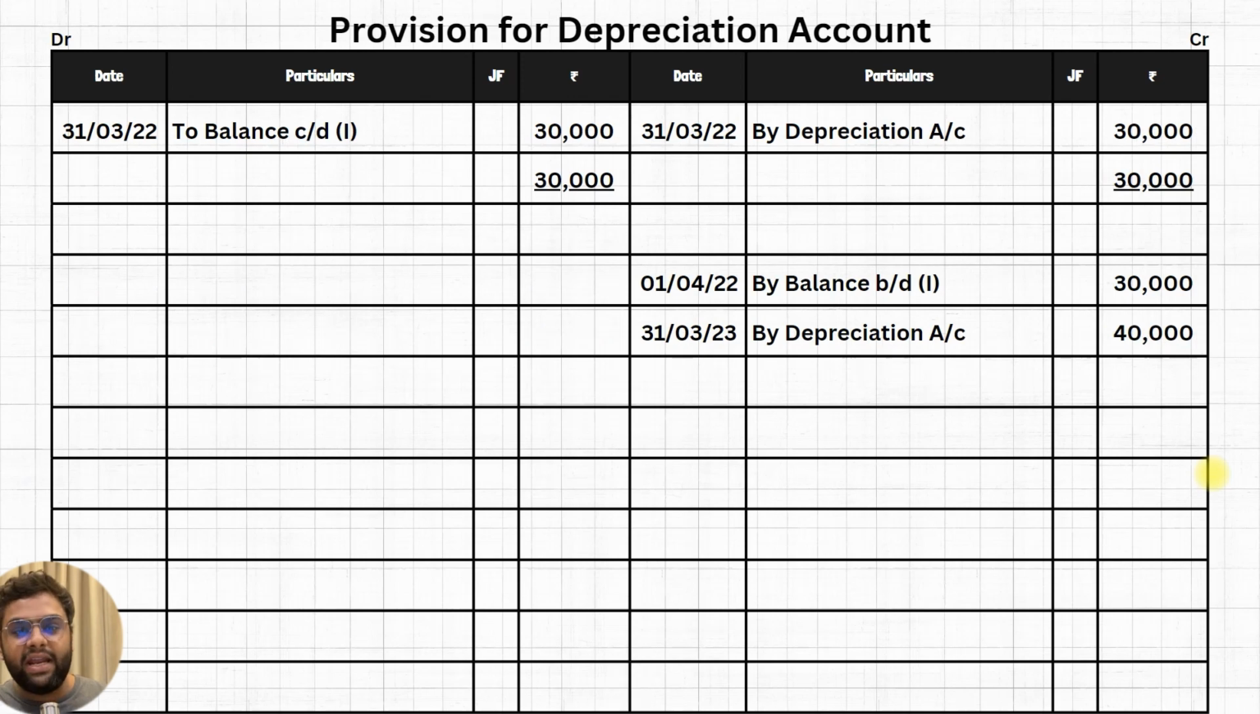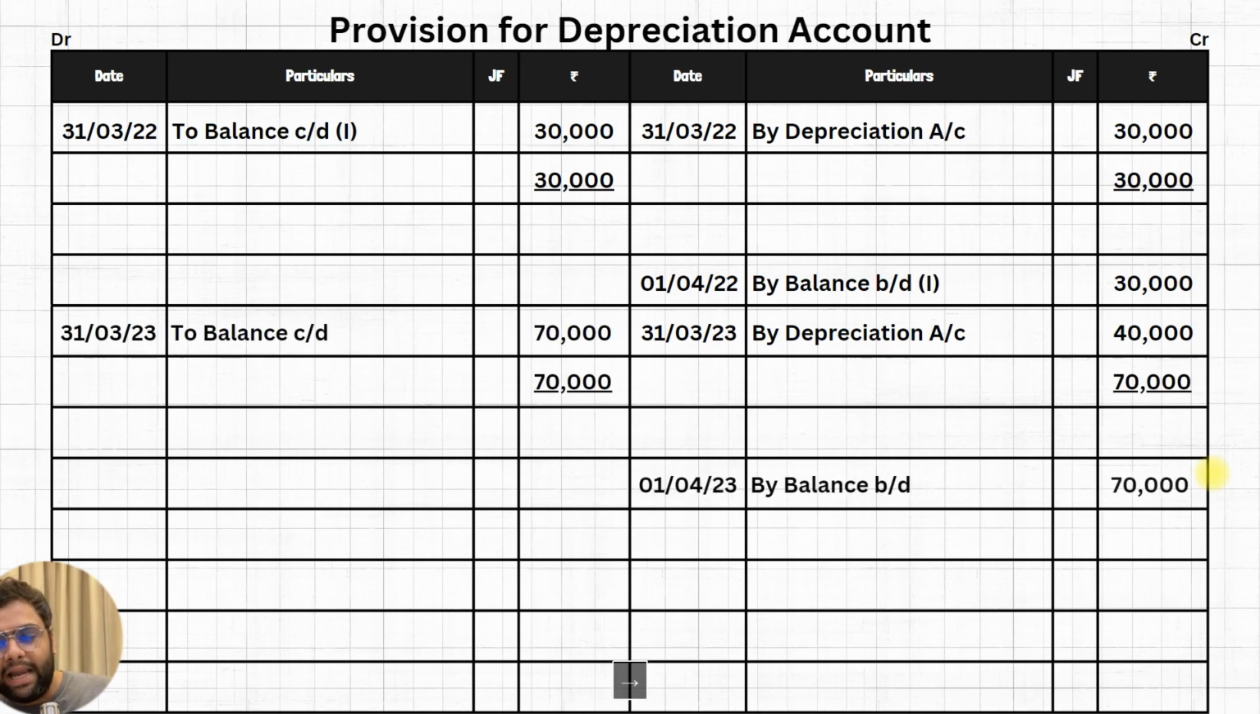Let's go to PFD now. PFD will again have a credit balance. Total is 70,000. And the closing balance is also 70. The opening balance is also 70. I hope you're with me.